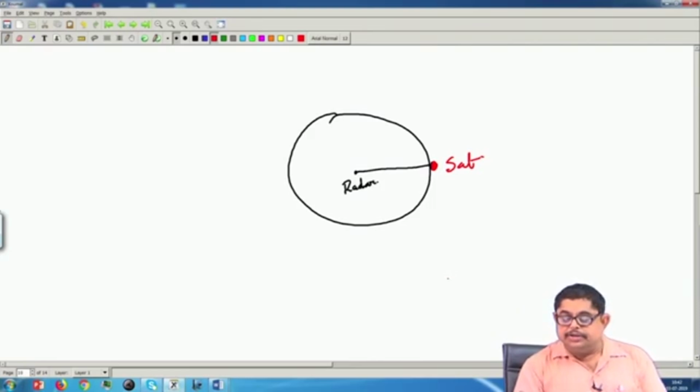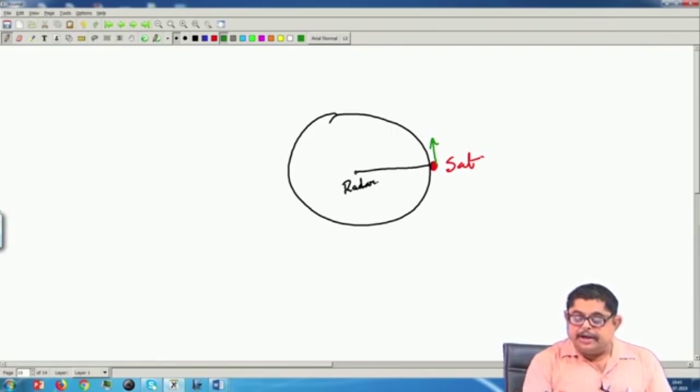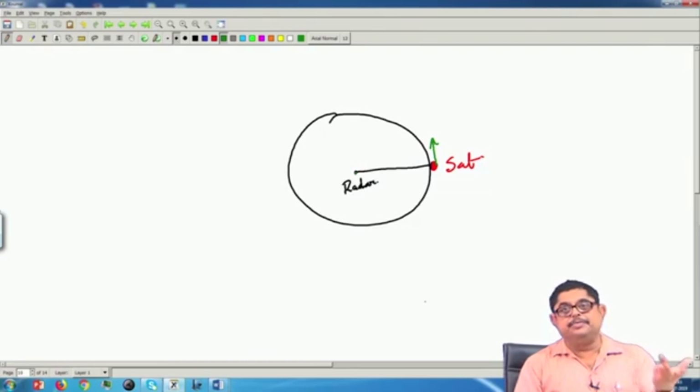Now, the question is, what is the direction of the satellite's velocity? You see, if it is here, so satellite is this, radar is this. So, radar is looking here. This velocity vector is perpendicular to this. So, what will be the Doppler shift? Doppler shift will be 0. So, this is at the horizon.